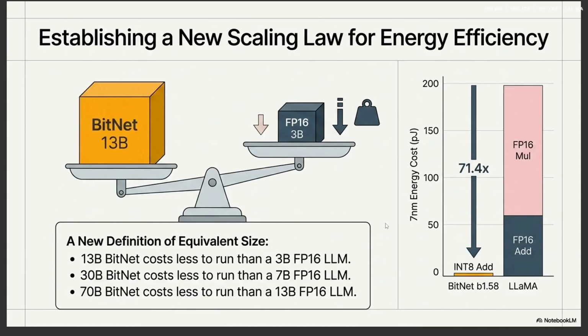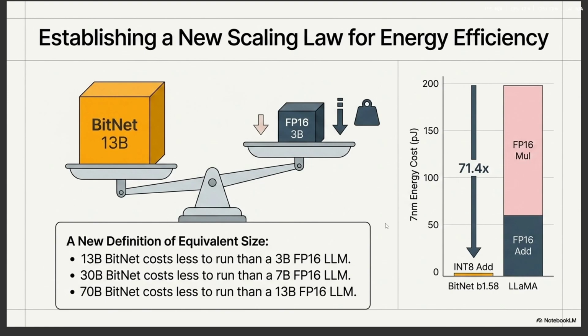This slide focuses on energy efficiency. Because BitNet b1.58 uses mostly integer addition instead of FP16 multiplication, the arithmetic energy cost becomes much lower. According to the paper, for matrix multiplication on 7 nanometer chips, BitNet b1.58 can save around 71.4 times arithmetic operation energy. But we should be careful here.